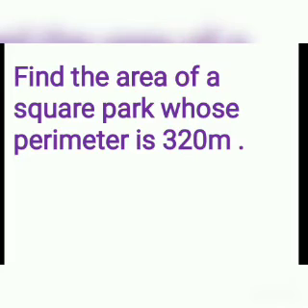So in order to find the area of the square park, what do we need? What is the area of a square? Side into side. That means in order to find the area of the square park, we need side. So can we get side from the relation perimeter? Now conclude what is the perimeter of a square? Yes, 4 into side. So from that equation we can find side, then we can find area.